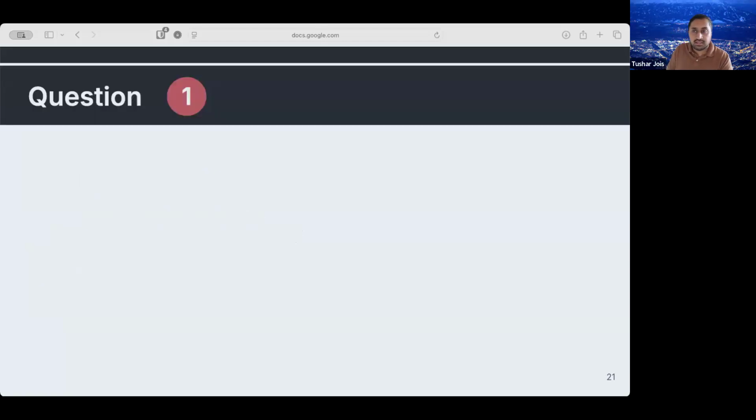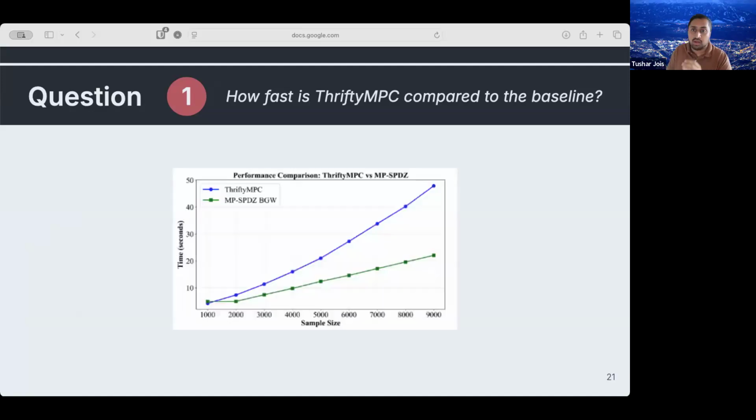Okay, so let's see how fast ThriftyMPC is compared to the baseline. I mentioned that MP-SPDZ is highly optimized, has offline preprocessing, and lots of really cool optimizations. So you can see here the runtime of ThriftyMPC, especially at large sample sizes, is much larger than the runtime of MP-SPDZ at equivalent configuration. Each sample here has about 600,000 single nucleotide polymorphisms that are being computed.